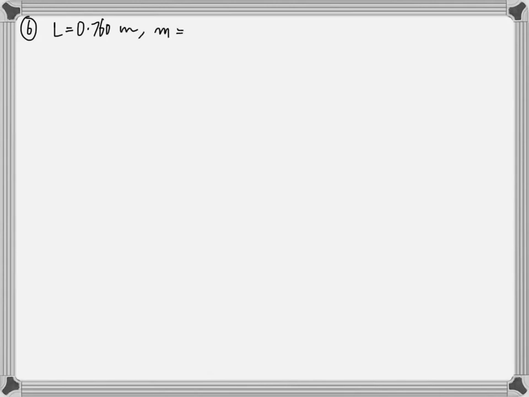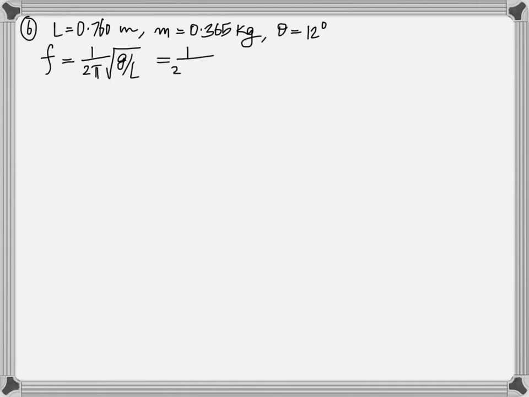Question number 6 is about a simple pendulum. Length given, the mass is given, and the angle that it makes with the vertical is also given. Frequency of oscillation is just 1 over 2 pi times the square root of g by the length.